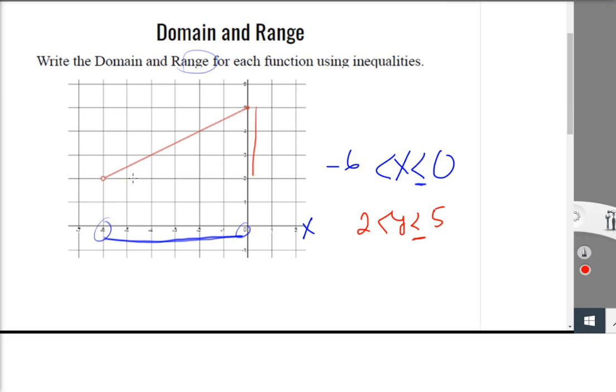We're going to reference this y-axis. The lowest point is here, but when we reference the y-axis it's 2 to 5. We write the smallest number first. So the range is between 2 and 5. There's a little dot on 5, so we're including that 5.